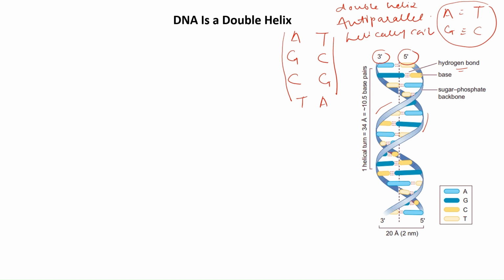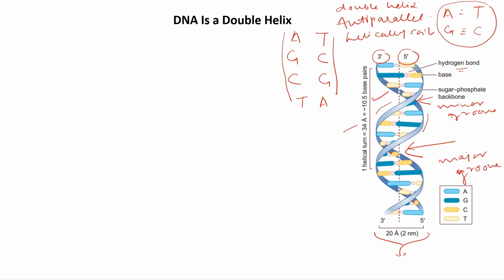Now what all can we see? The diameter is 20 angstrom. One helical turn, here it is written, has 10.5 base pairs, which is about 34 angstrom in length. Because the sugar phosphate is not present in a straight line at 180 degrees, therefore they form an angle. This is a small angle, this is a wide angle. So the small angle is known as the minor groove and the wide angle is known as the major groove.